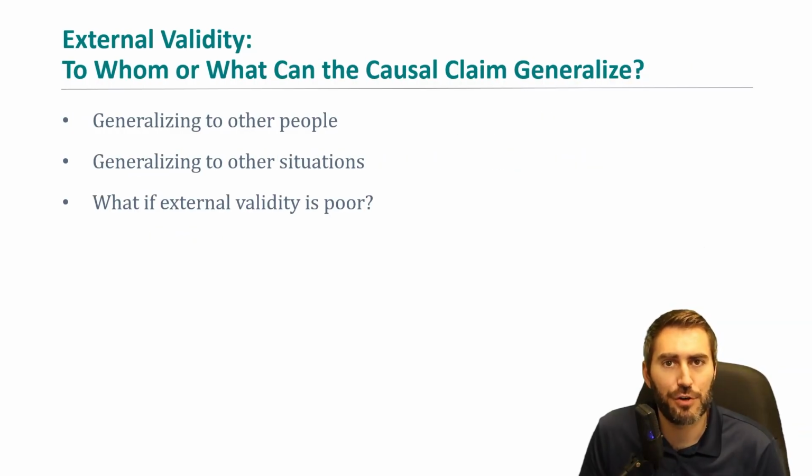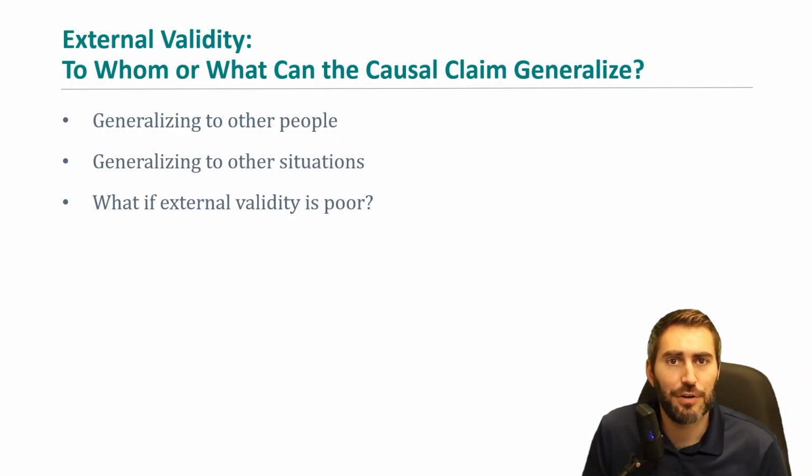Next, we have external validity, which looks at how well these causal findings generalize to the real world. We look at both generalizing to other people and generalizing to other situations. For our poster study, the participants were a convenient sample of undergraduates from a specific university. Can we confidently claim that these exact same results would apply to older adults or to kids in middle school?